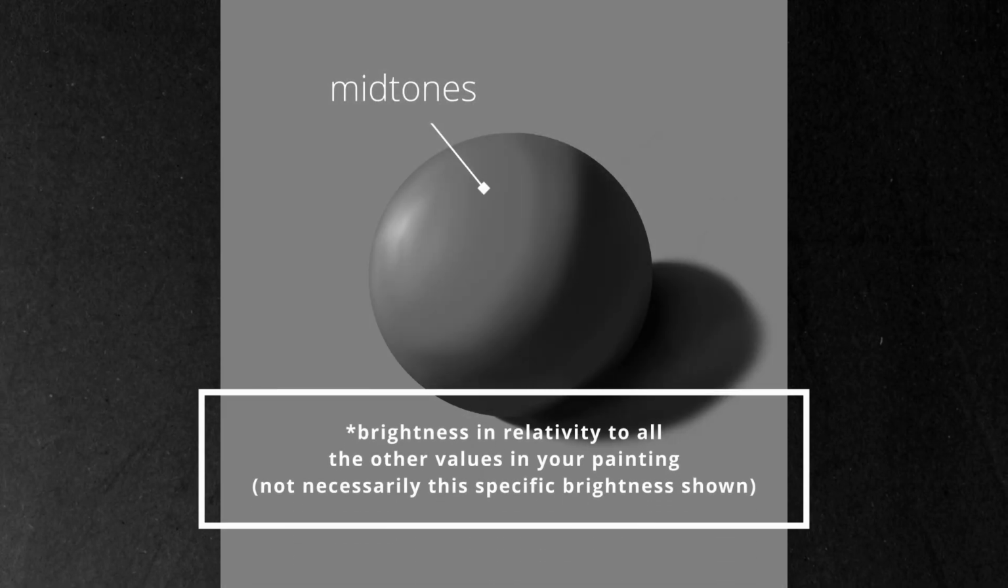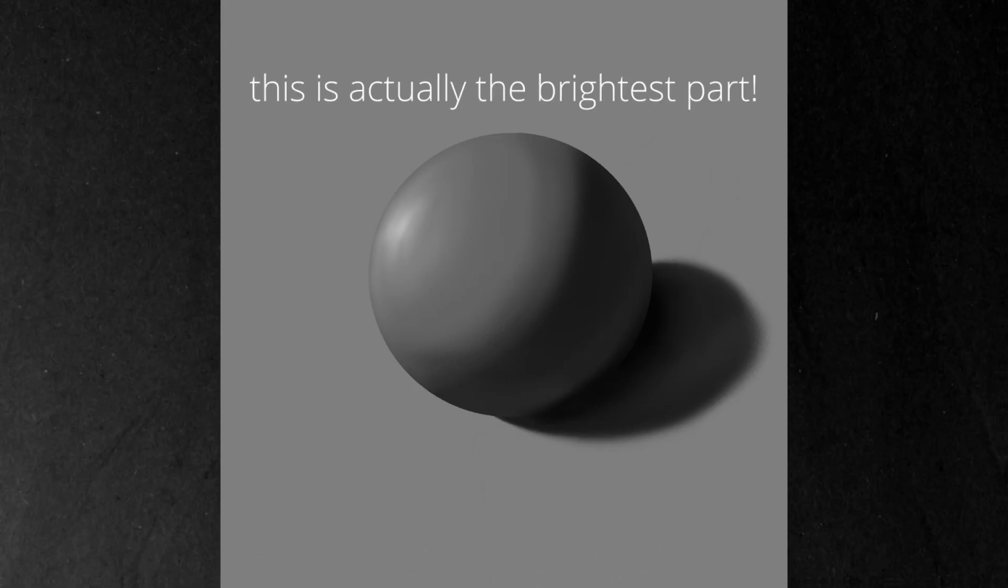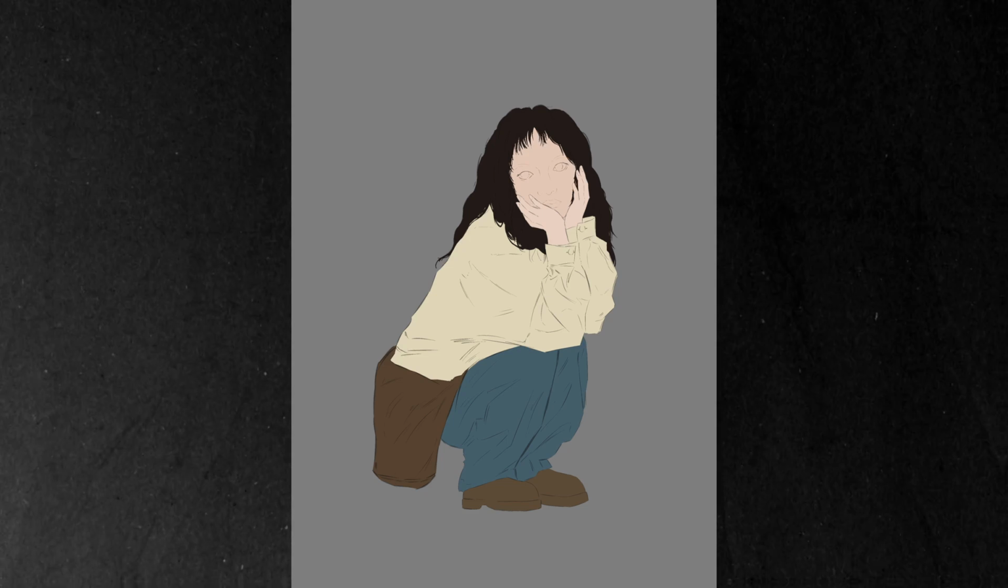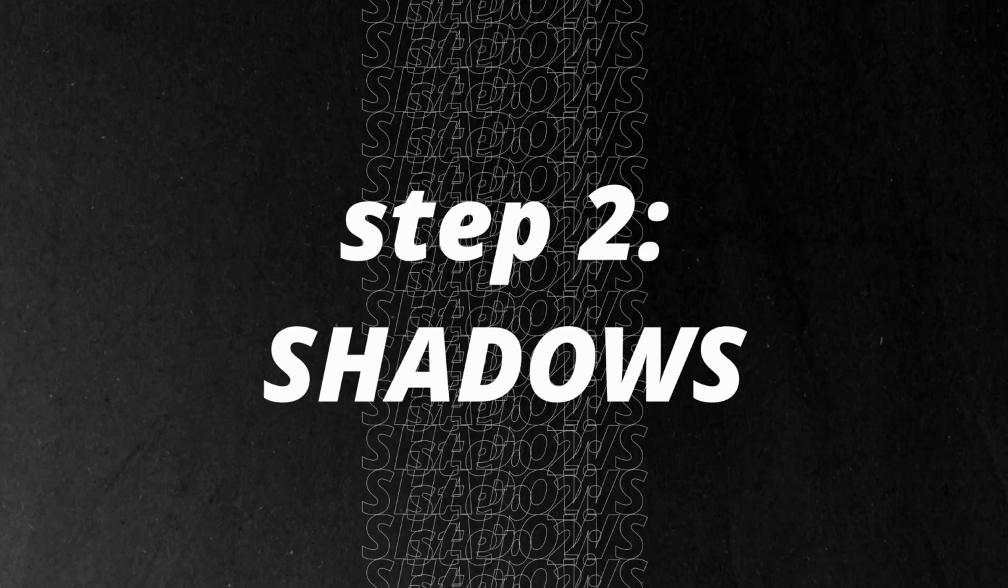Now you can see here that although it's exposed to light, it isn't the brightest part of the object. That is. And we'll get to that later, don't worry. And here is my painting with the base colors finished. Let's move on. Step 2.